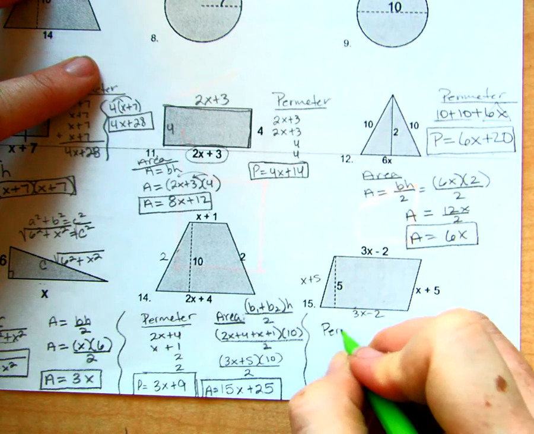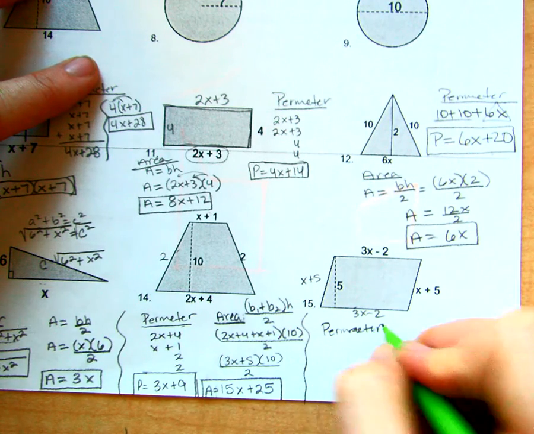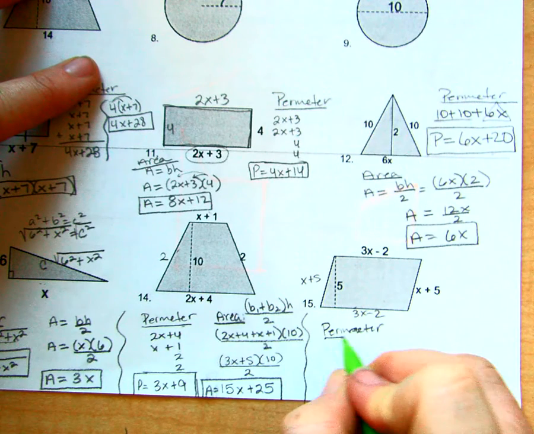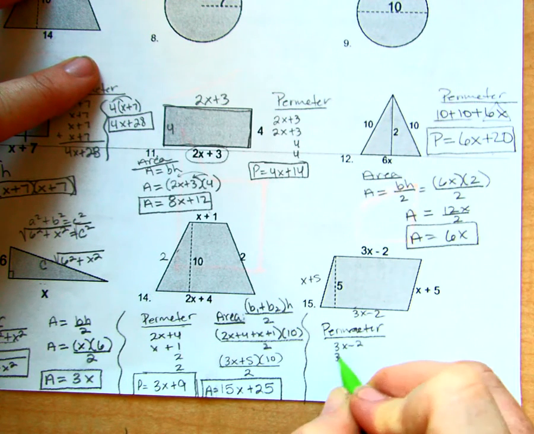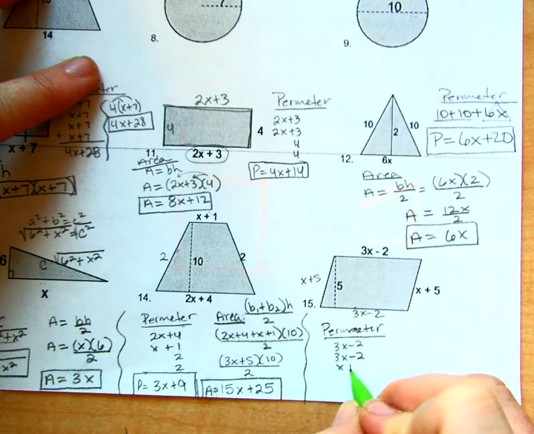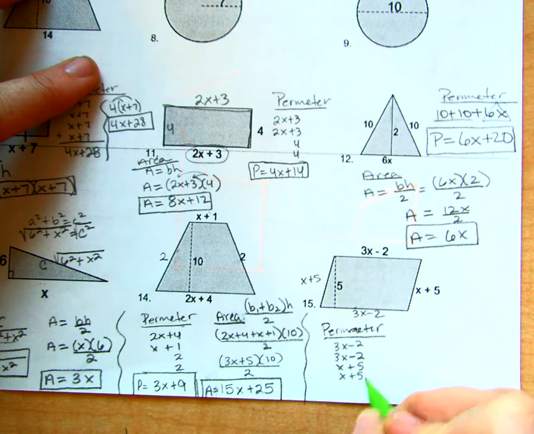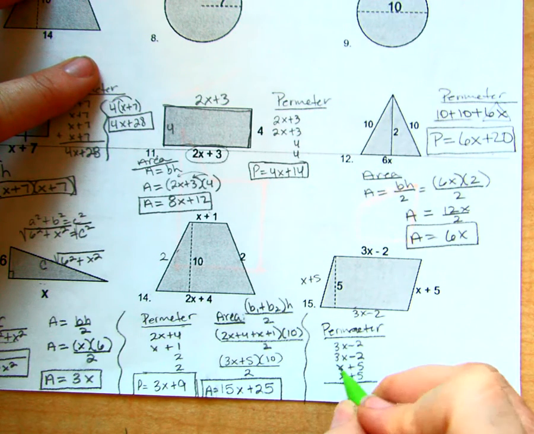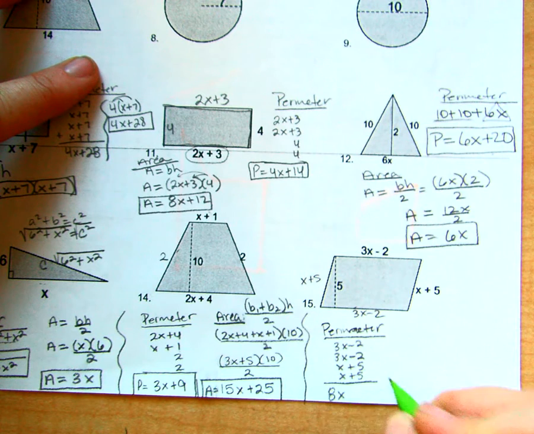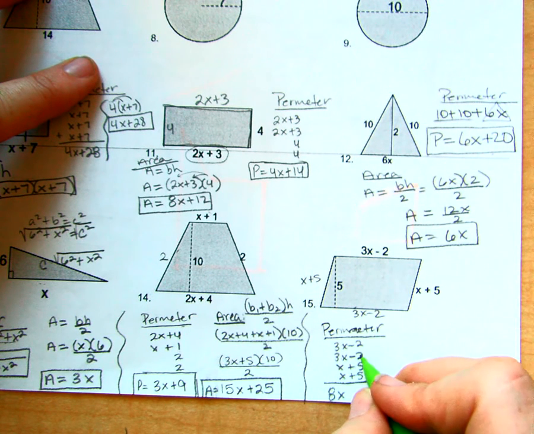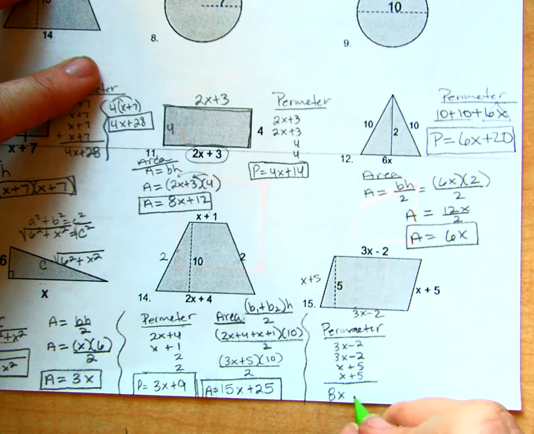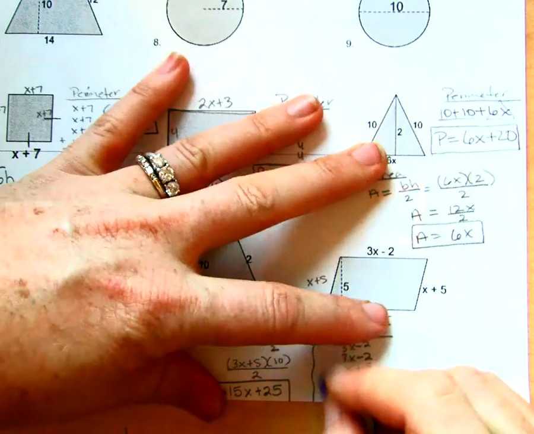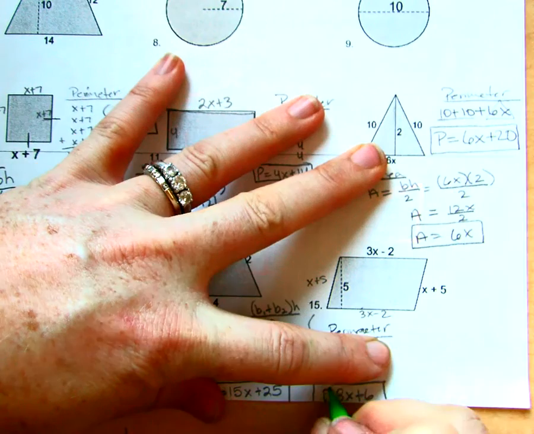And my perimeter is going to be the sum of the four sides. So I'm going to combine 3x minus 2, 3x minus 2, x plus 5, x plus 5. And that's 3, 6, 7, 8x. Negative 2 is negative 4. Negative 4 plus 5 is 1. And 5 more makes 6. So this is my perimeter. Let's put a P equals in front of that.